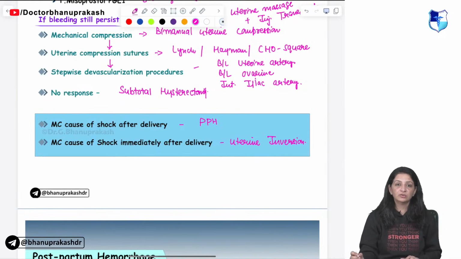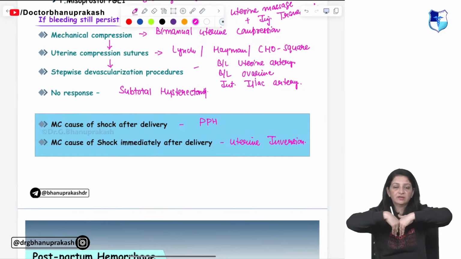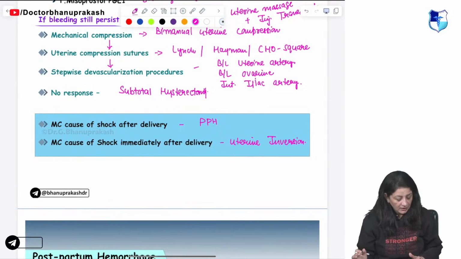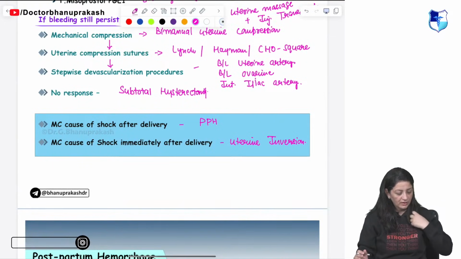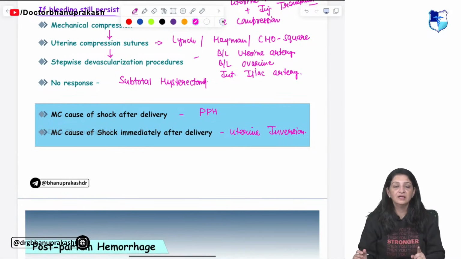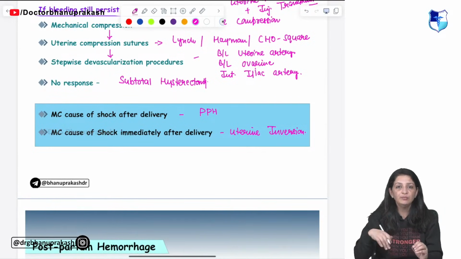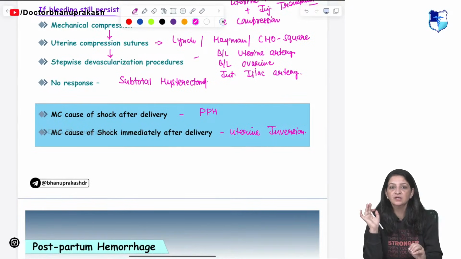Turning inside of the uterus outwards. This is a uterus, inside of the uterus, inside the cavity and outside. This is called uterine inversion. In uterine inversion, there will be a neurogenic shock, then hemorrhagic shock. The cause of death in case of uterine inversion is hemorrhagic shock. Treatment: as soon as you have diagnosed uterine inversion, reposition the uterus.